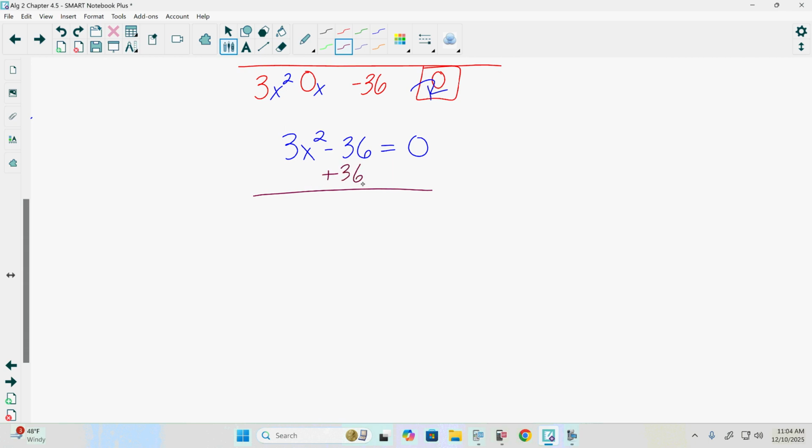We can add 36 to both sides, because negative 36 plus 36 is 0, leaving us with 3x squared is equal to 36. The x squared term is still not by itself, so we would divide both sides by 3, telling us x squared is equal to 12.